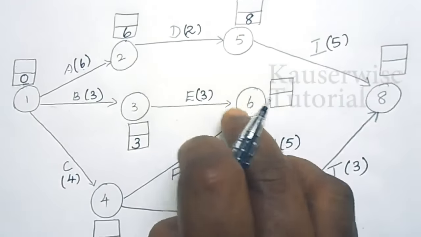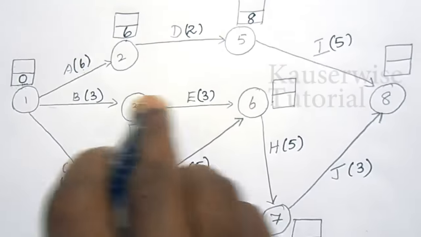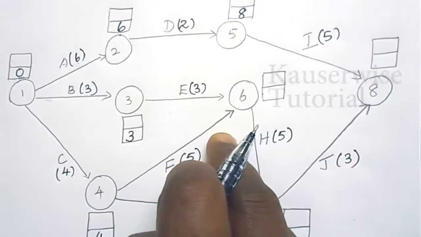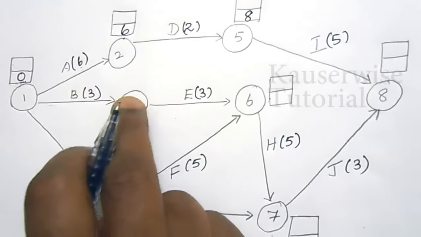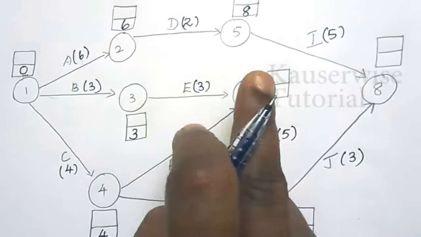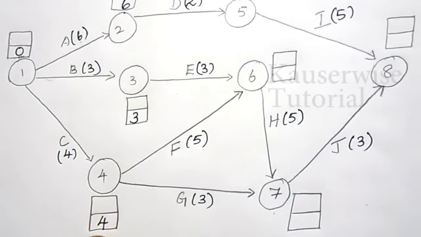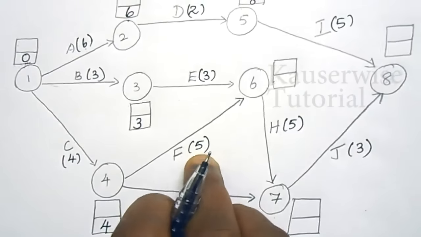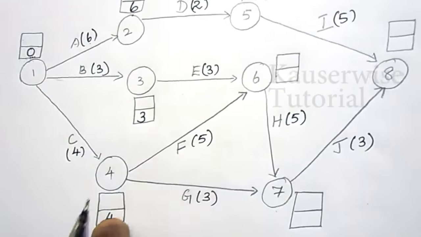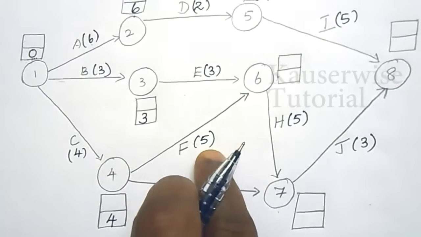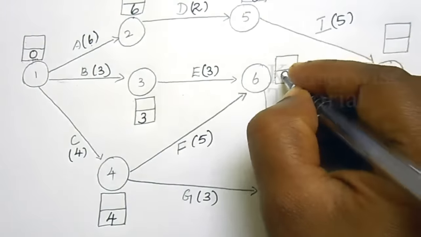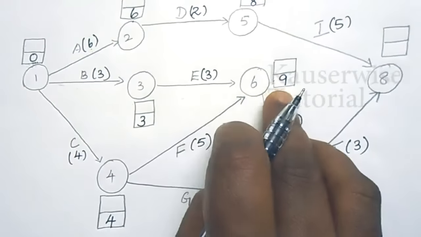That is, node 6 starts after completing the 3rd node and after completing the 4th node. So, here we have two options. So, we need to take the maximum value. For node 3, the starting time is 3. So, 3 plus 3 is equal to 6. Whereas, for node 4, the starting time is 4. So, 4 plus 5, 9. So, which one is maximum? 3 plus 3 is equal to 6, but 4 plus 5 is equal to 9. So, this one is the maximum value. For forward pass, we need to take the maximum value. So, 4 plus 5 is equal to 9. So, earliest start time for node 6 is 9.